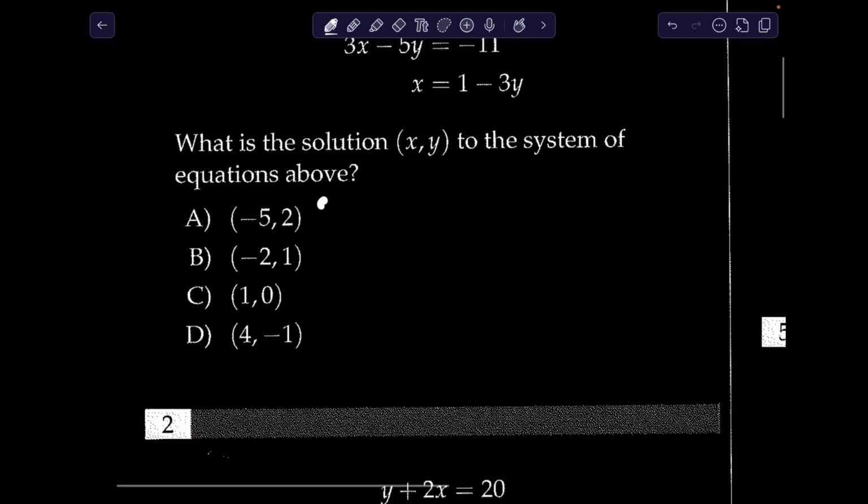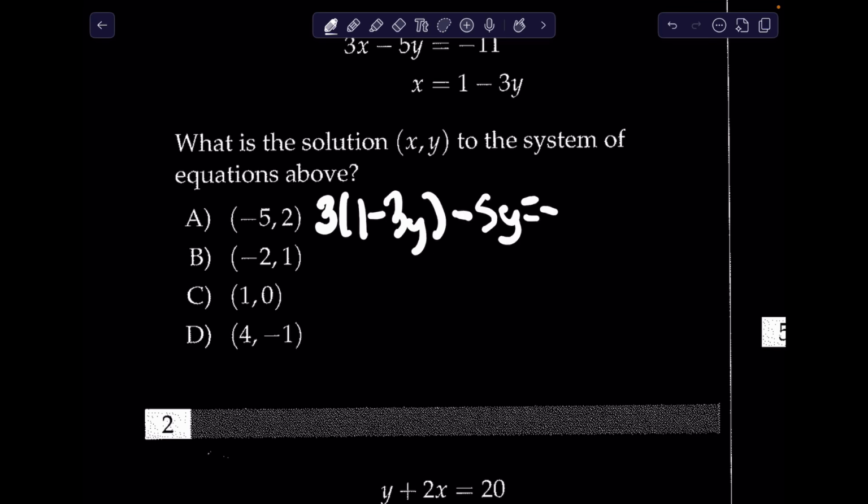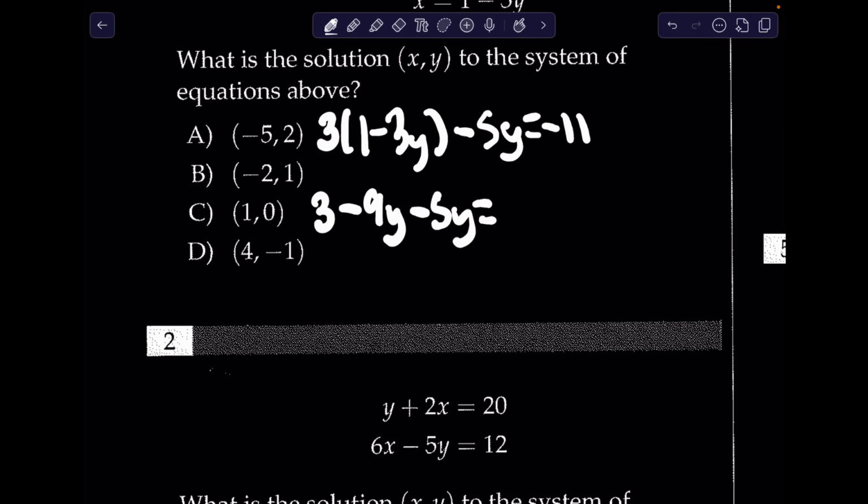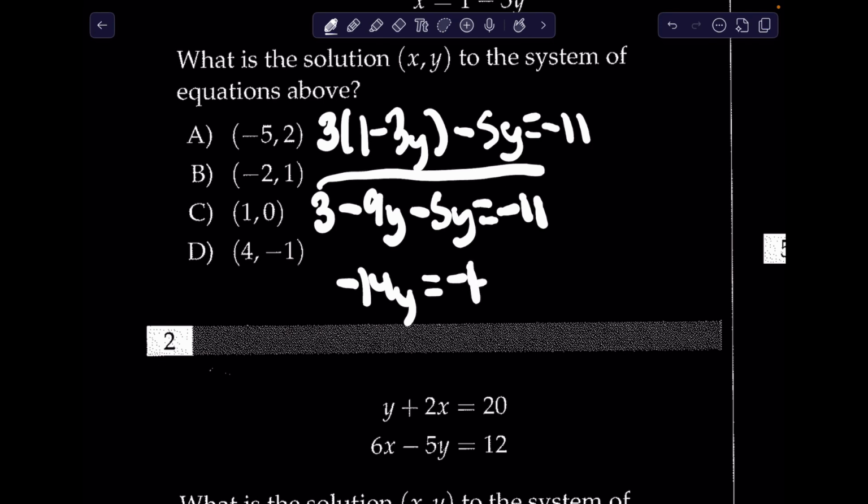So we get 3 times (1 minus 3y) minus 5y equals negative 11. And from here we can FOIL this out. So 3 minus 9y minus 5y equals negative 11. And then we can combine our like terms next. So we get negative 14y equals, subtract this to the side, and get negative 14. And then we divide, so y equals 1.